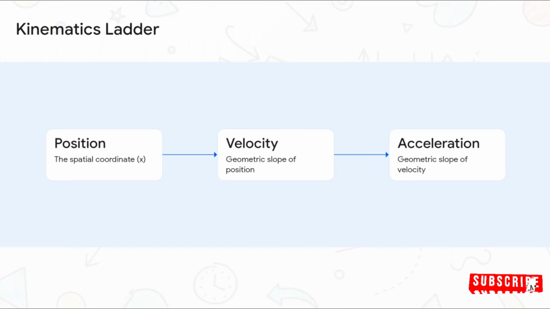Think of all these concepts mapping out perfectly onto a ladder of kinematics. Position is at the very top, velocity is right there in the middle, and acceleration is on the bottom rung. If you want to move down the ladder, you differentiate, meaning you find the geometric slope of the curve. But if you want to climb back up the ladder, like say you know your velocity and you need to find your total position change, you integrate. You find the accumulated area under the curve.